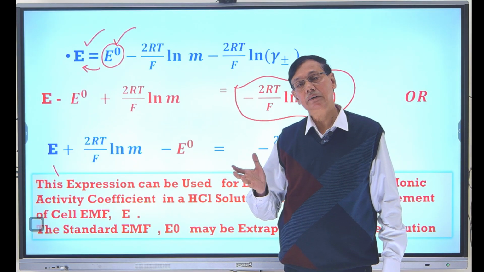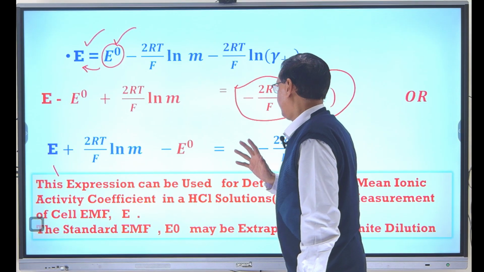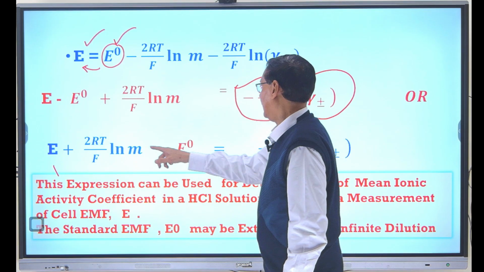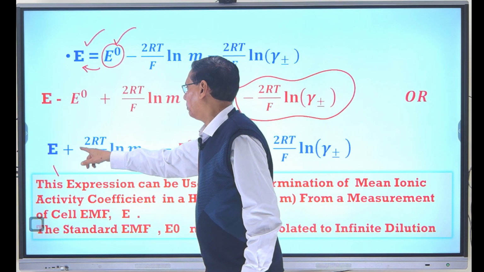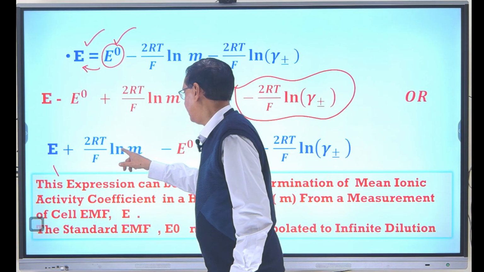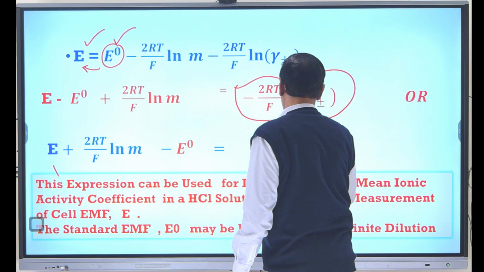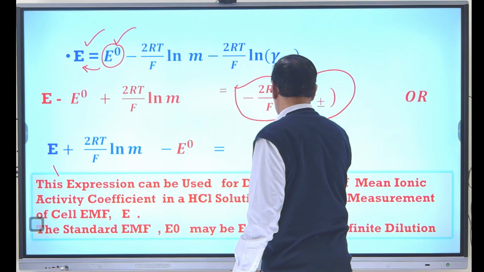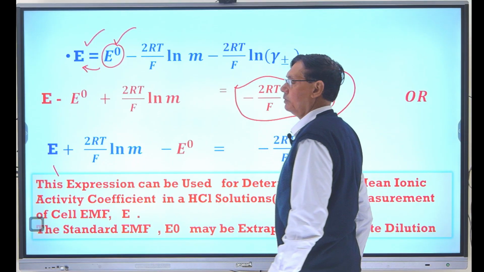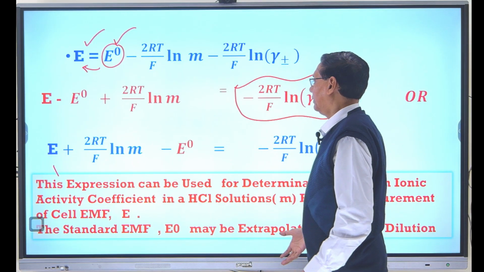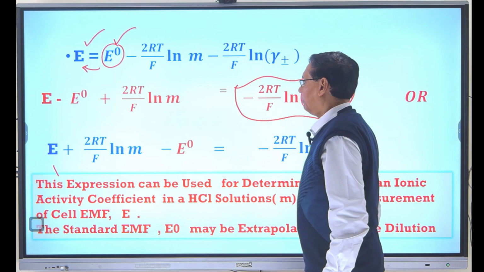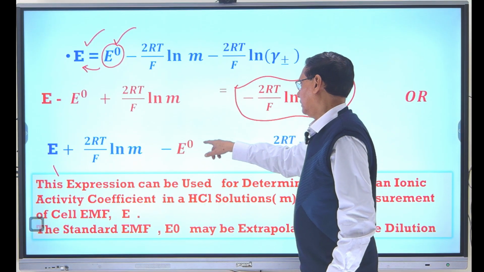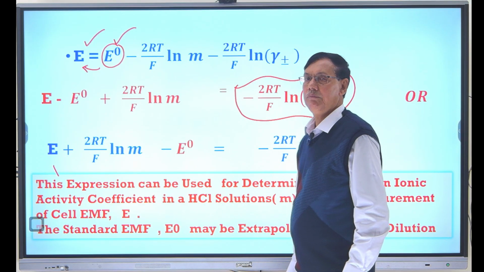How you calculate the E0. Now, if I just slightly rearrange this equation, I can write it like that: E0 plus 2RT/F natural log of m is equal to E0 plus something. That means if we plot a graph between this part and m, then from that intercept the E0 can be calculated.